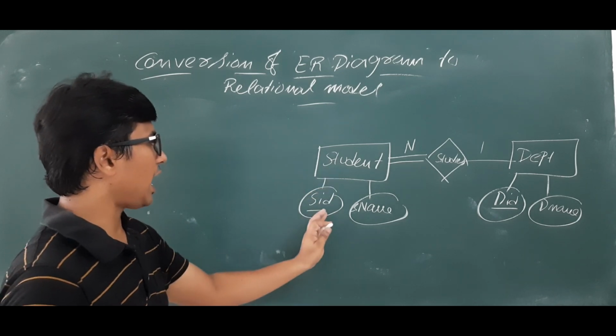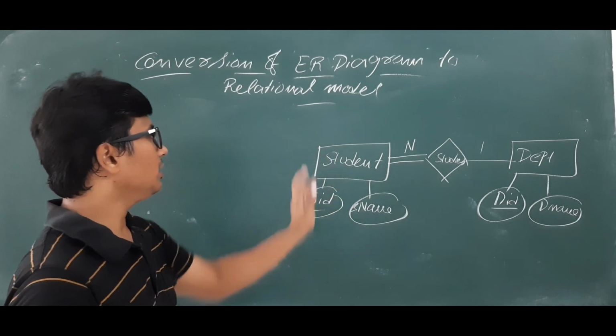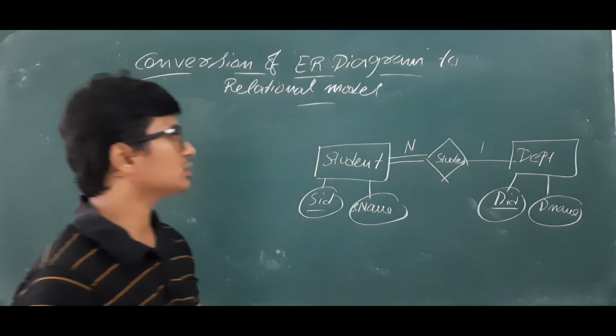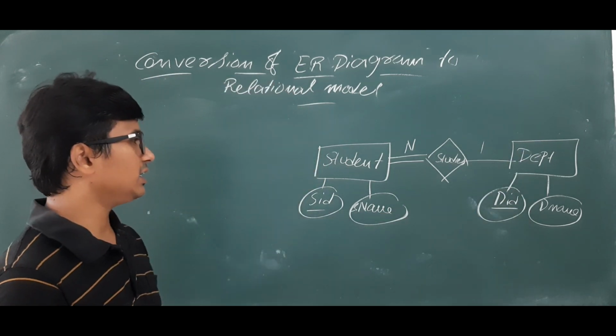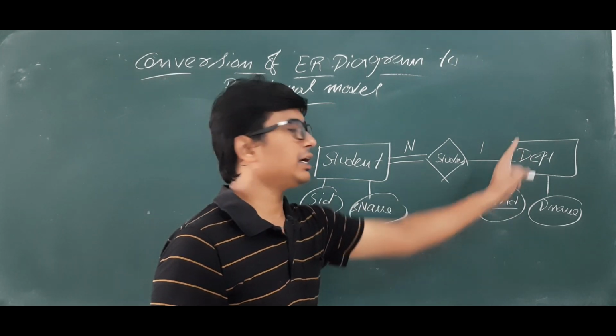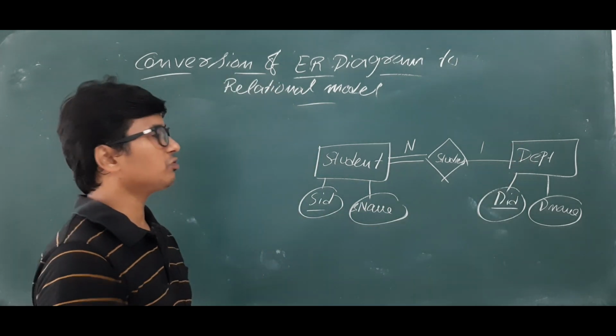And we have the attributes student ID and student name belonging to the student entity, and department ID and department name belonging to the department. SID is acting as a primary key attribute here, and department ID is acting as the key attribute for the department table.